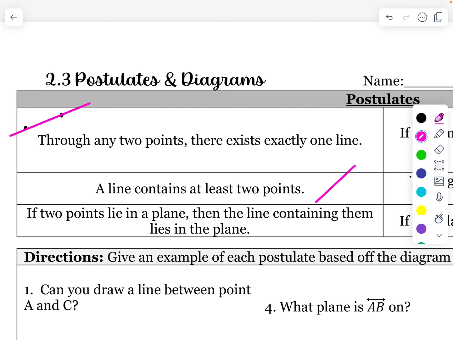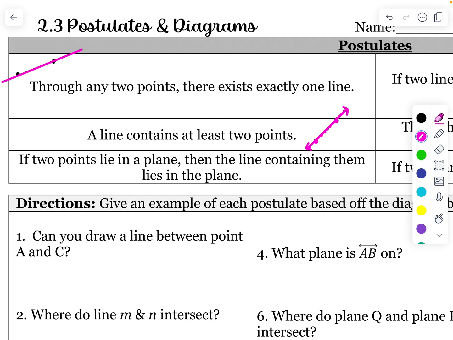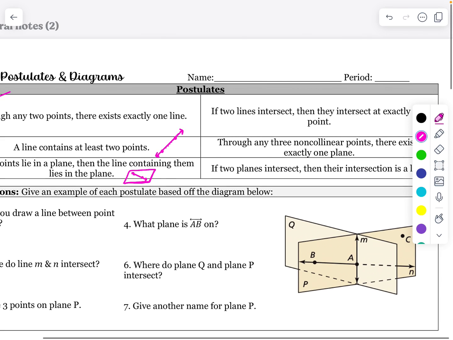Second thing is a line contains at least 2 points. So if we have this, there's going to be at least 2 on there, but obviously there's multiple all over the place. If 2 points lie in a plane, then the line containing them lies in the plane. This would be something like this. Here's our plane. If this point's on the plane and this point's on the plane, the line right here that I just drew is also going to be on the plane.